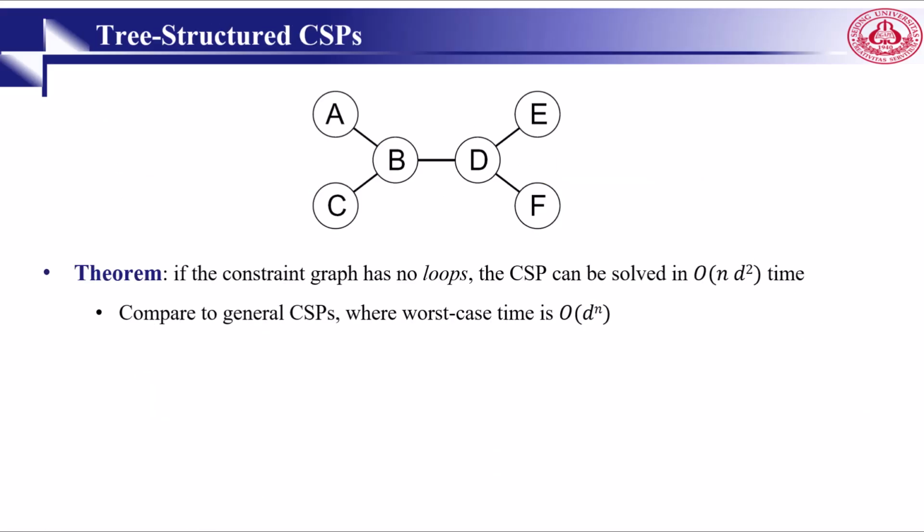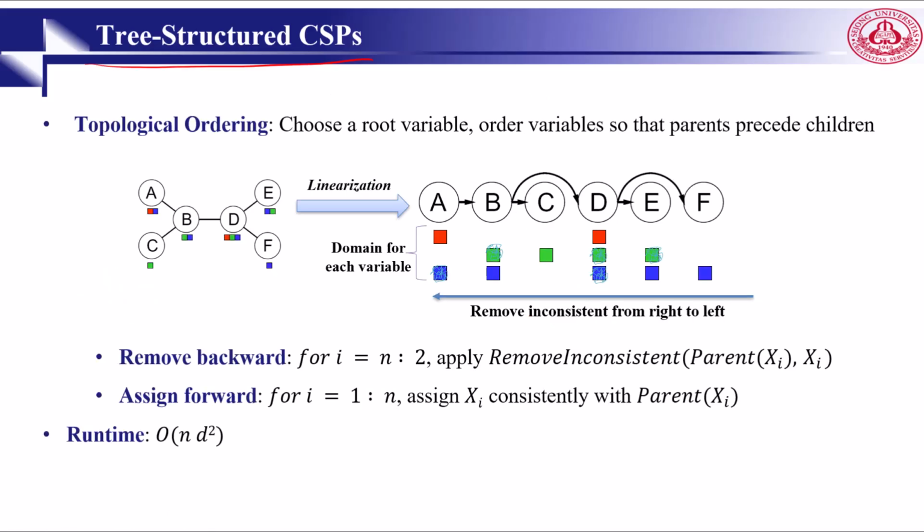So you can see here, this figure is another example, and this is our constraint graph. Each arc means there is a constraint between the nodes, between C and B, between A and B, but there is no constraint between B and E and B and F. Trees are good cases for CSPs because it is linear. So we have a theorem here. If there is no loop in our constraint graph, then the complexity of the algorithm will be equal to n multiplied by d squared. This is much better than the general case of CSP when we have big O of d to the power of n. So for tree-structured CSPs, let's see an algorithm called topological ordering.